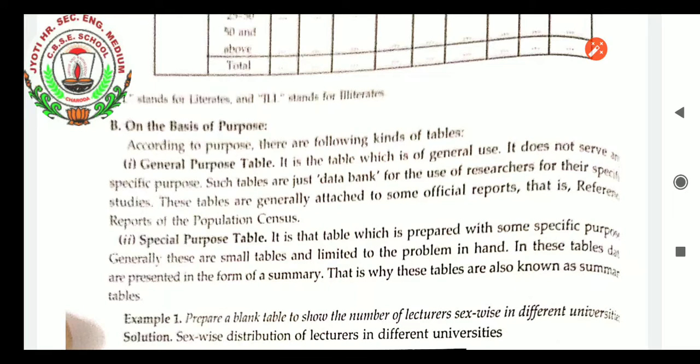Special purpose table, students, is a table which is prepared with some specific purpose. Generally these are small tables and limited to the problem in hand. In these tables data are presented in the form of a summary. That is why these tables are also known as summary tables.